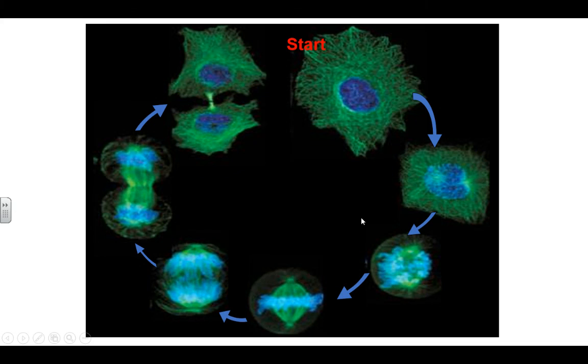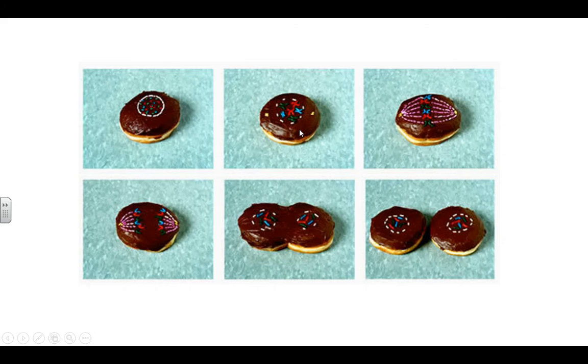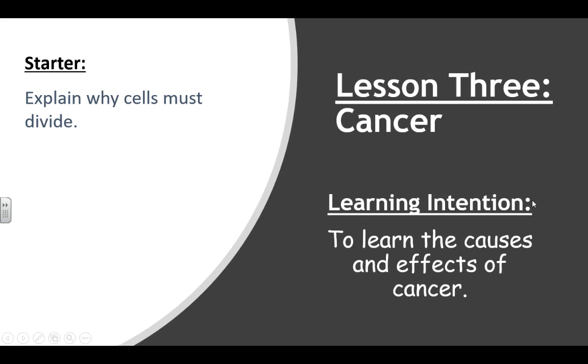This is just a pretty picture of cell division and mitosis, and this is the same thing but on donuts. So you can see the copy, line up at the equator, the fiber things come out, pull them to opposite sides, the nuclear membranes form, and then you get new cells.